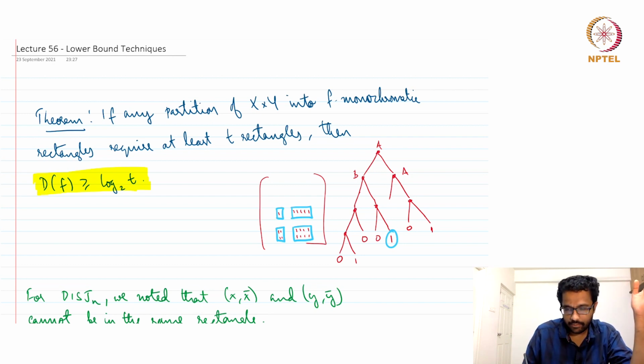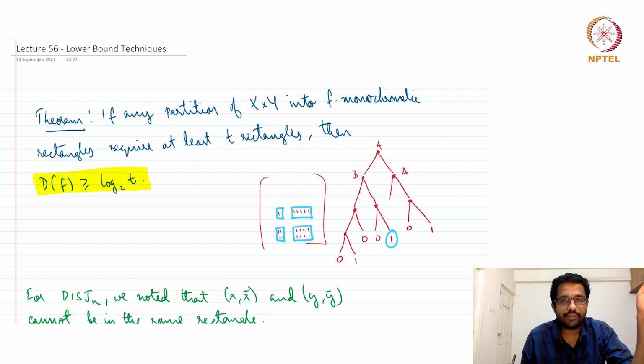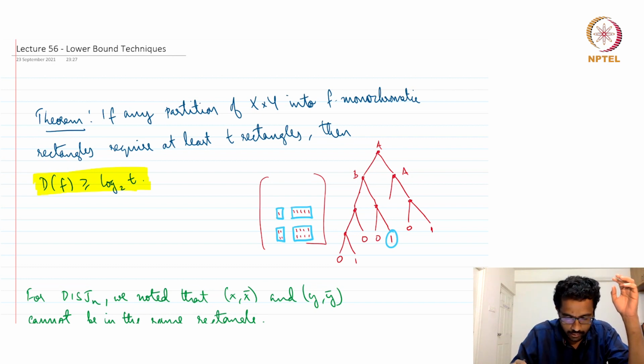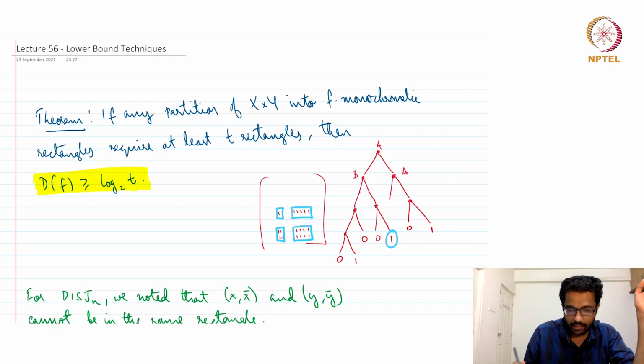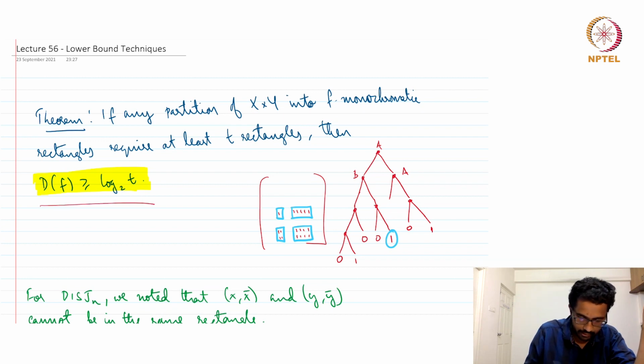Because of that, if we try to divide this matrix into monochromatic rectangles, and whatever way we try to divide it requires at least t rectangles, that is, the smallest number of monochromatic rectangles that we can split the matrix into is t, then we need to have at least t leaves in this tree. And so the deterministic communication complexity is at least log t. This is the highlighted result here, which we saw in the last lecture.